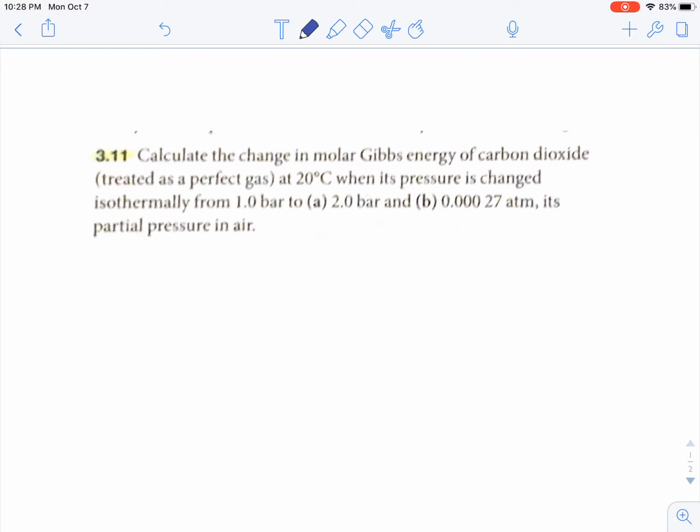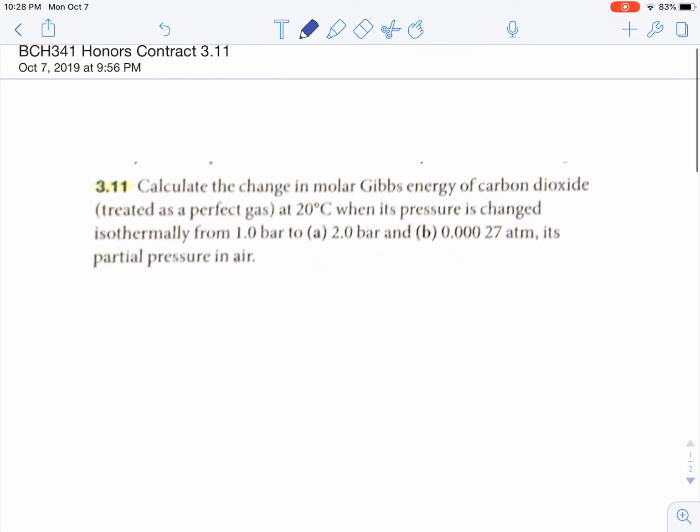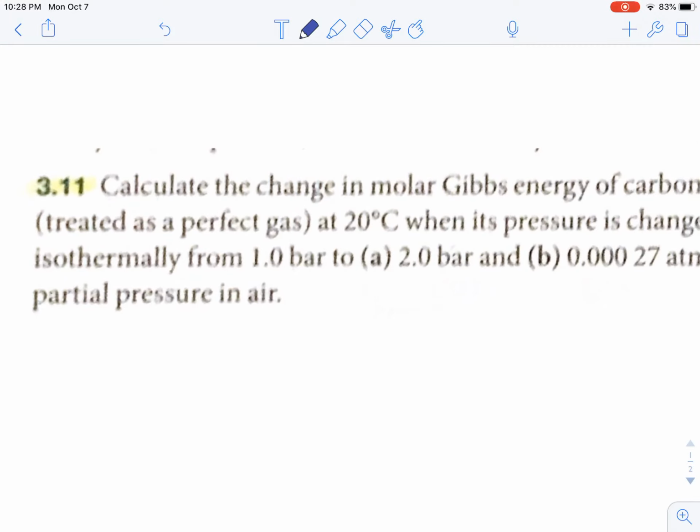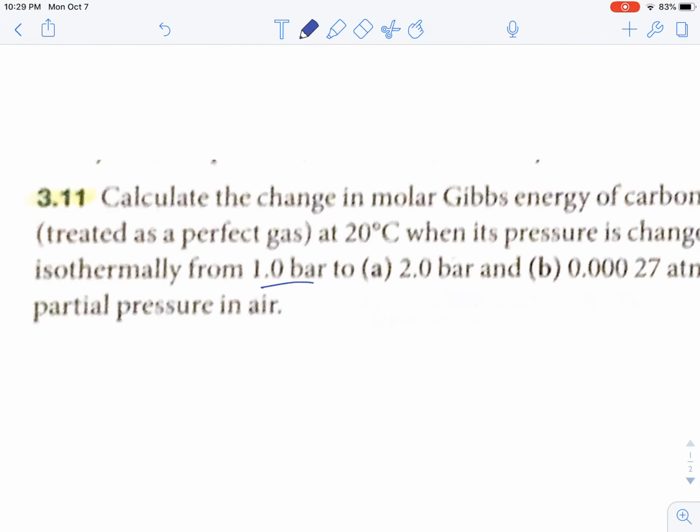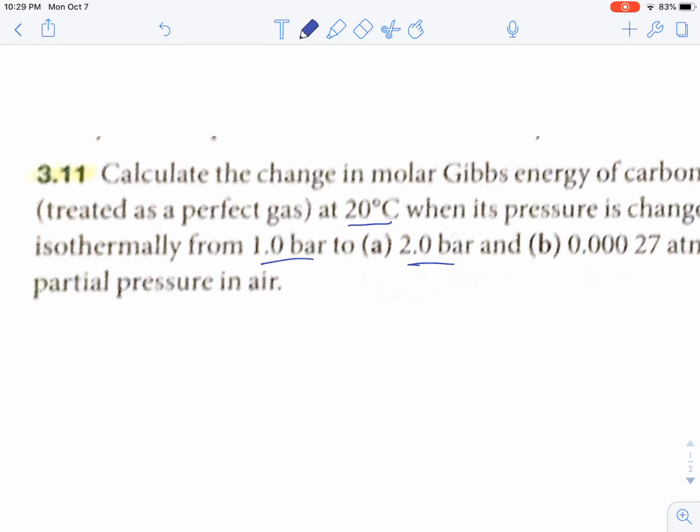Right off the bat, we can see there are two components to this problem, and I think the easiest way to go about this is to first recognize what we're given in the problem and what we're not given, and use that to determine what equation we need. We're asked to determine the molar Gibbs energy, so we're going to need a Gibbs expression somewhere, and we're given two pressures because there's an isothermal change from here to here, at least for part one, and we're given our temperature, which is 20 degrees Celsius. So that's what we're given here.